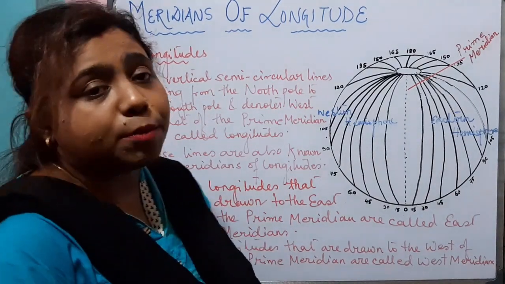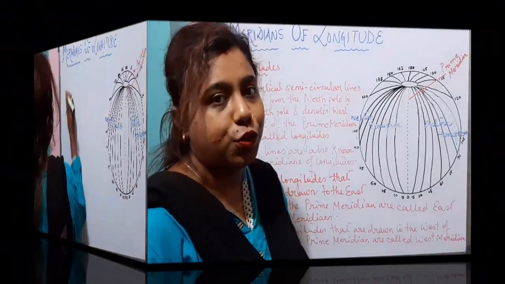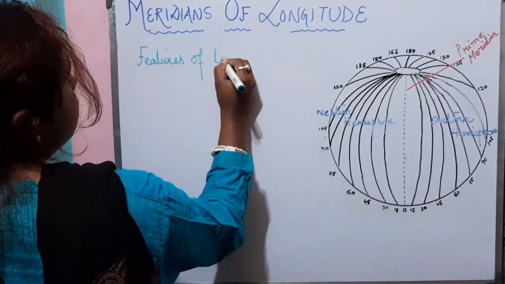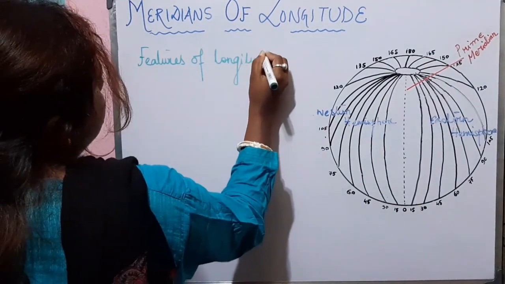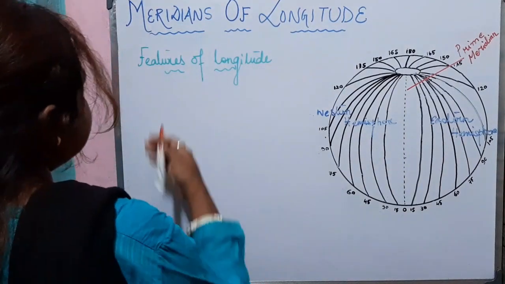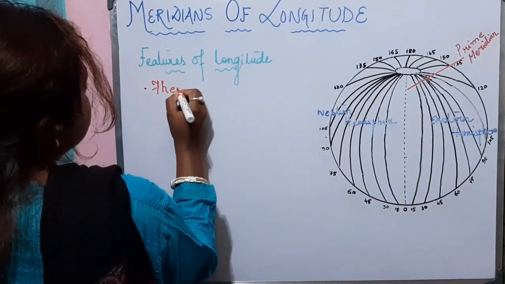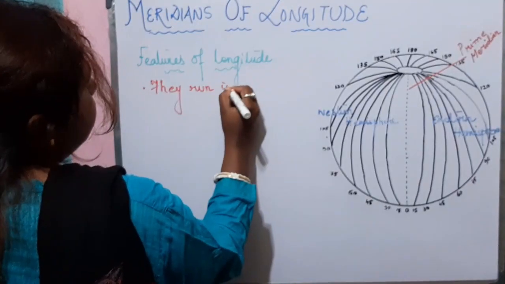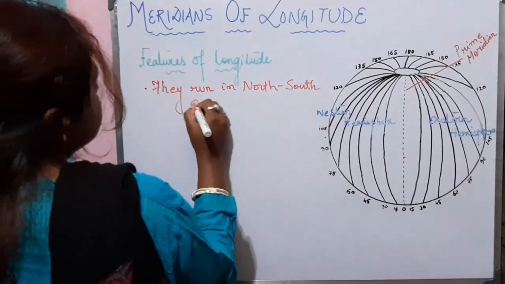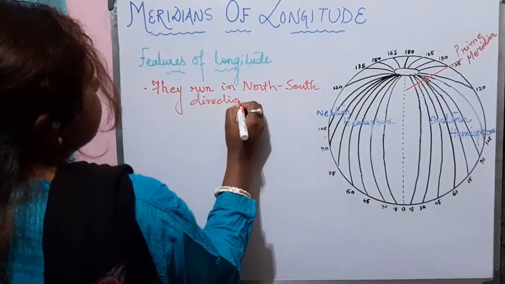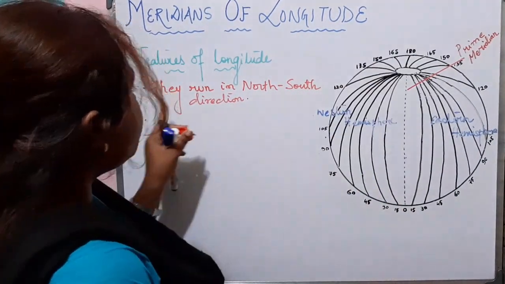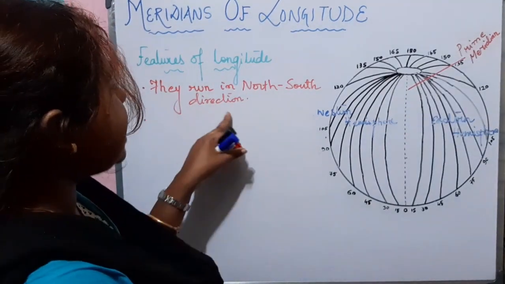Now let us know about some of the important features of longitude. Now what we can see? We can see that the longitudes run in north, south direction. As we can see that they are drawn, or they're running from the north pole to south pole. So we can say that they run in north and south direction.